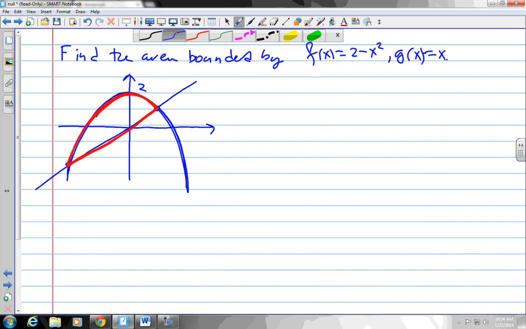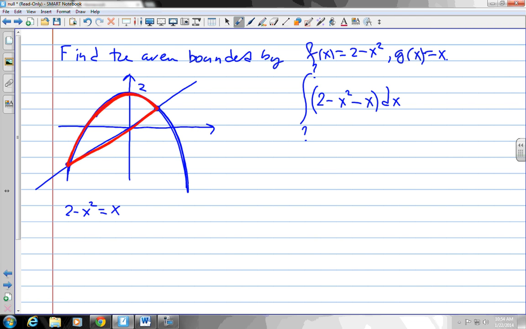So right now for the integral, what's our upper function? It's 2 minus x squared, and the lower function is x, so minus x dx. We just don't know the limits of integration. Yes? Just set them equal to each other, right? That's when the y values are equal to each other. So to find the limits of integration, we have to solve this equation.